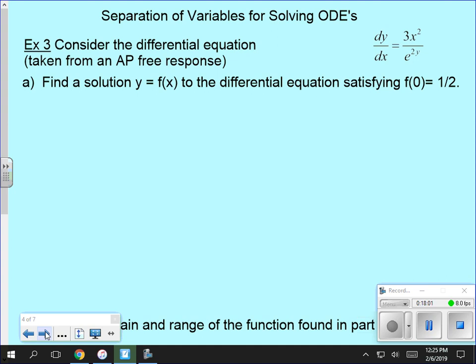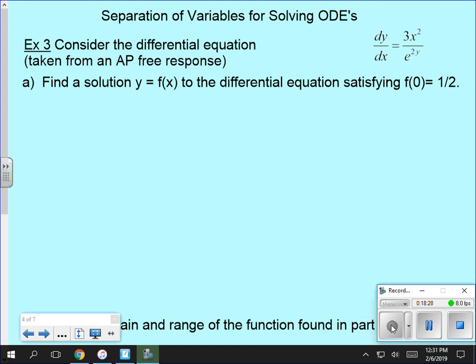Consider the differential equation dy dx equals 3x squared over e to the 2y. Taken from the AP free response. This is a direct question from AP. Find the solution y equals f of x to the differential equation satisfying f of 0 equals 1/2. Most of you are on the right track, but there are a few details here and there.